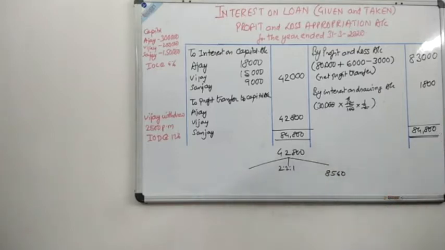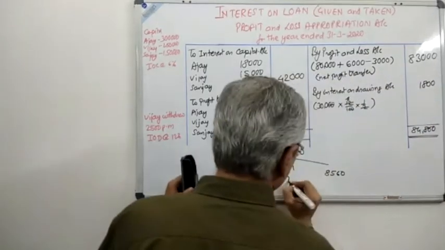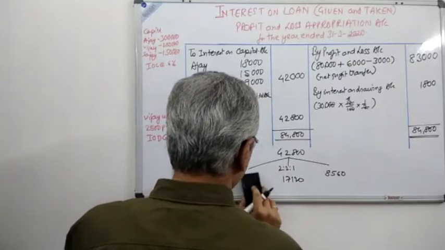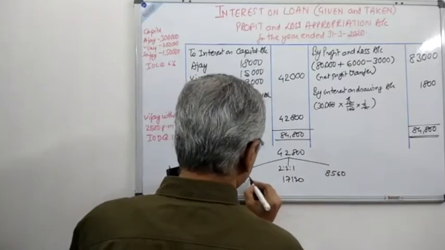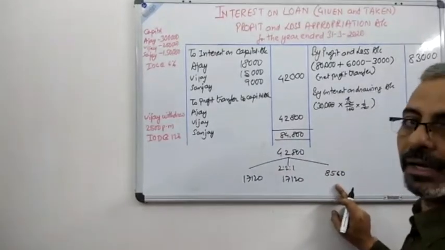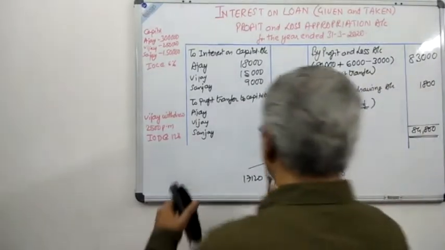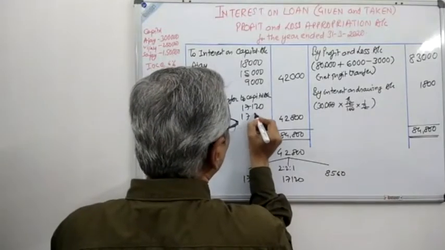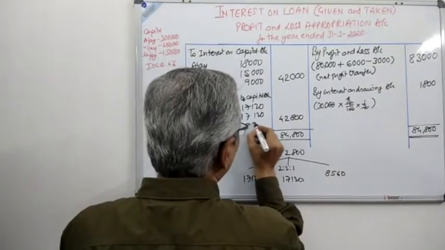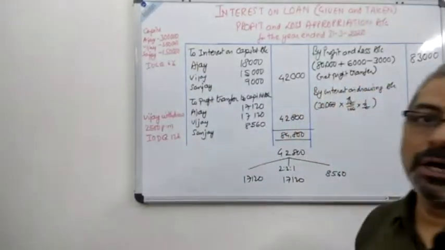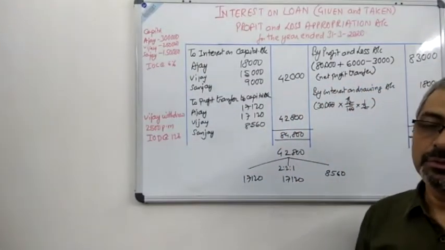8560 into 2 will give us 17,120 and 17,120. So the first two partners will get 17,120 and the last partner will get 8560. So we'll write this over here: 17,120, 17,120 and 8560.